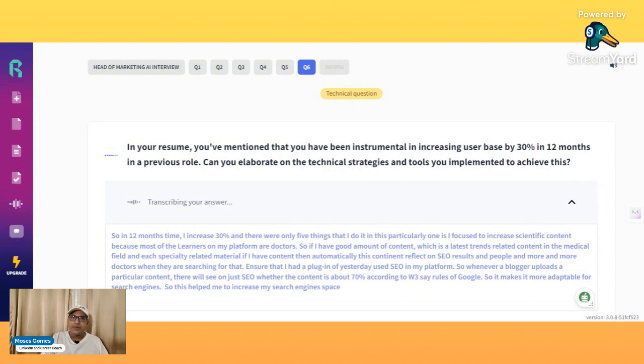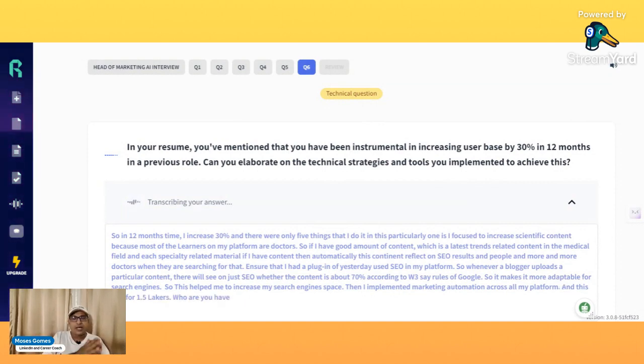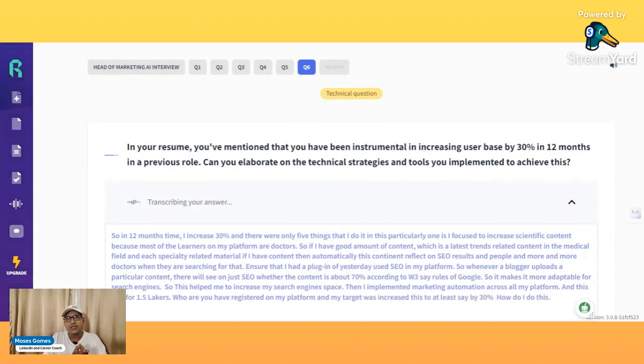Then I implemented marketing automation across my platform, and this was for 1.5 lakh doctors who have registered on my platform. My target was to increase this by at least 30%. How do I do this? First, I engage with the existing set of audience, and once I start engaging with them, I create referral systems.